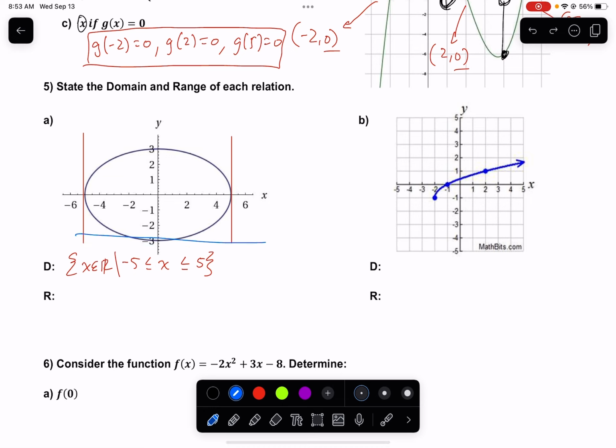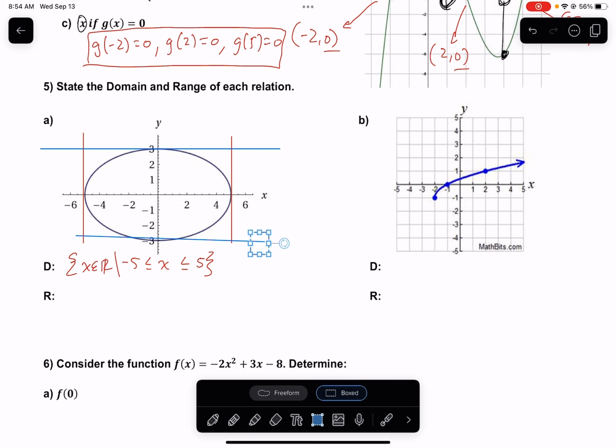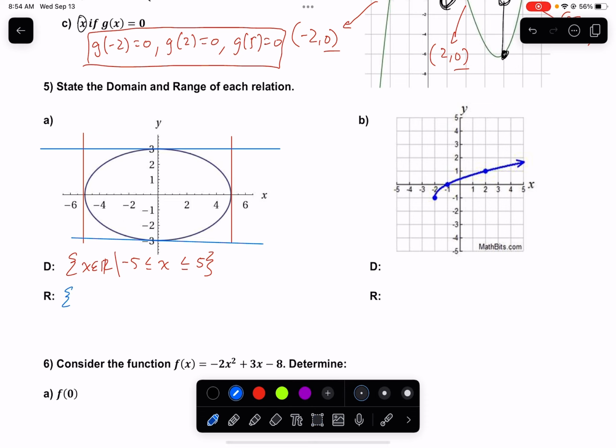So I can draw my range somewhere in here. It's not perfect, but we get the idea. What value of y does the graph not go above or below? 3 and negative 3, right? But it can take on anything in that range. So, that was a good bracket at the end.